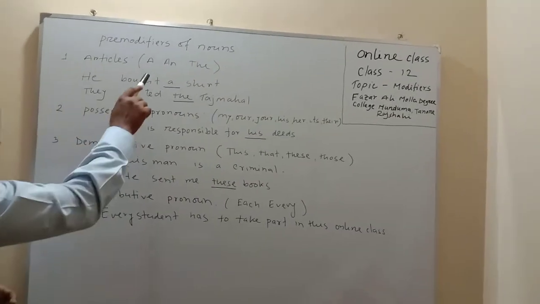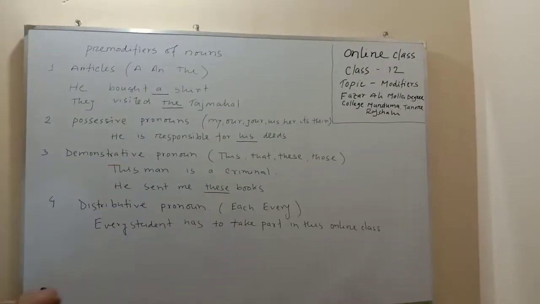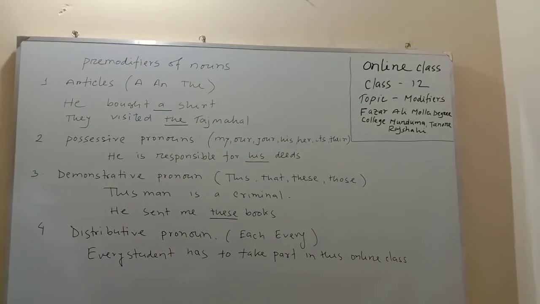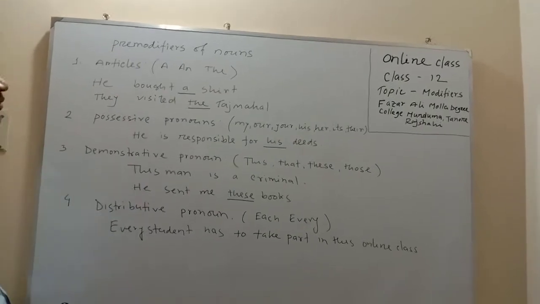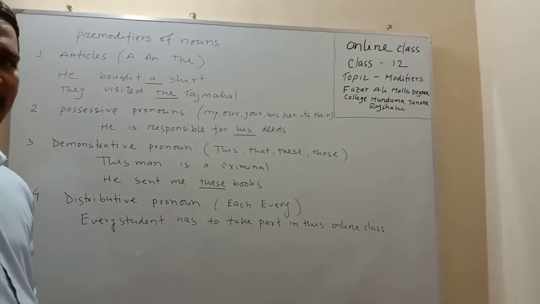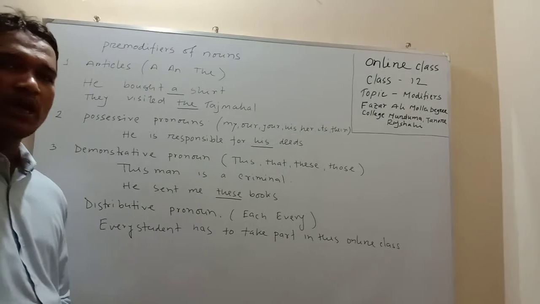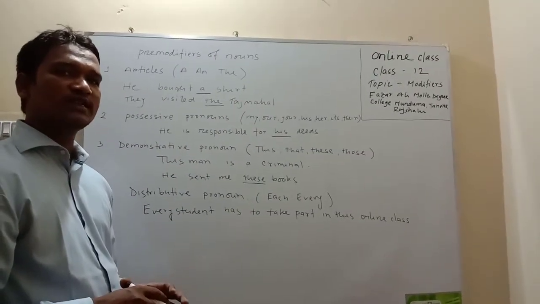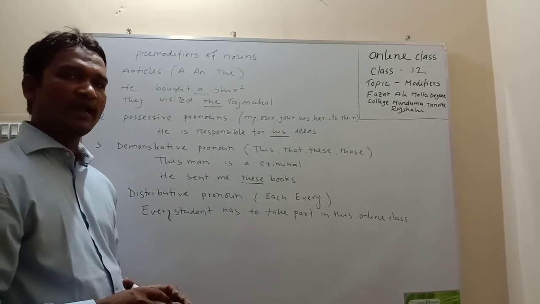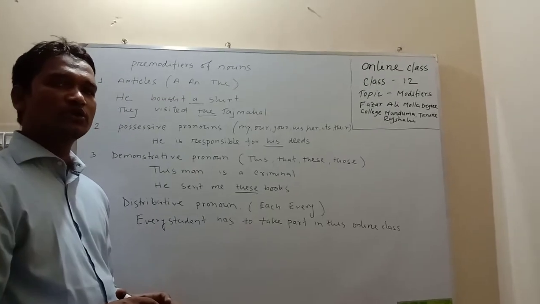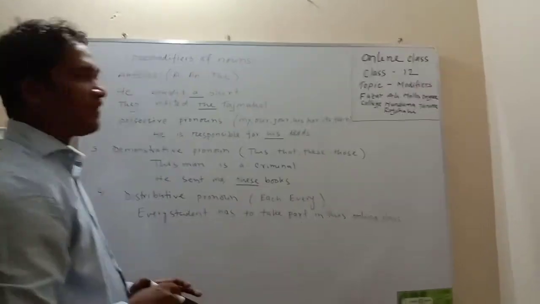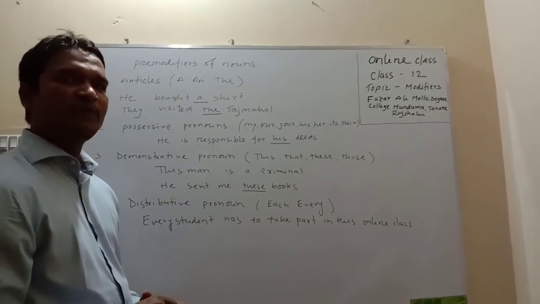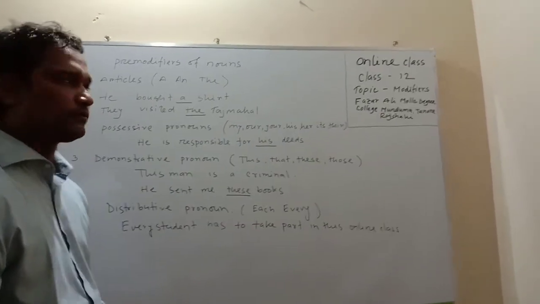Look at the articles here. We have three articles, A, An, and The. We know that we can use a, an before a singular countable noun. Remember the thing, we use the article before a singular countable noun. On the other hand, we use a definite article before any type of noun.